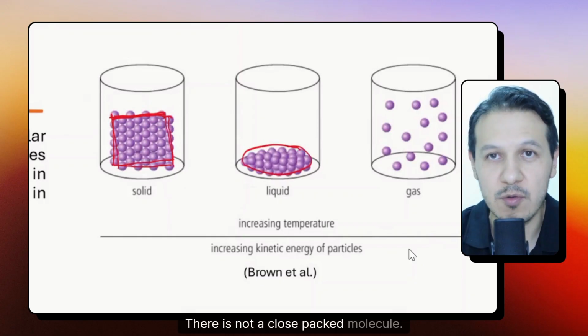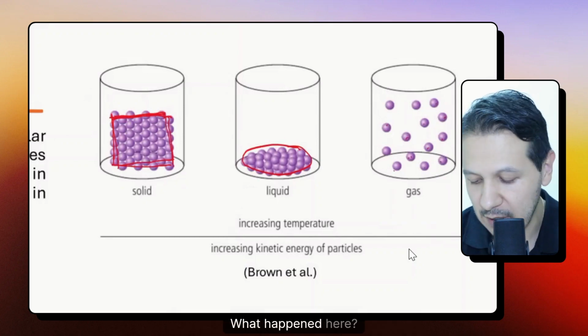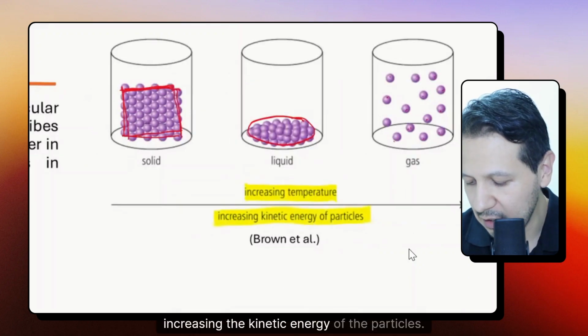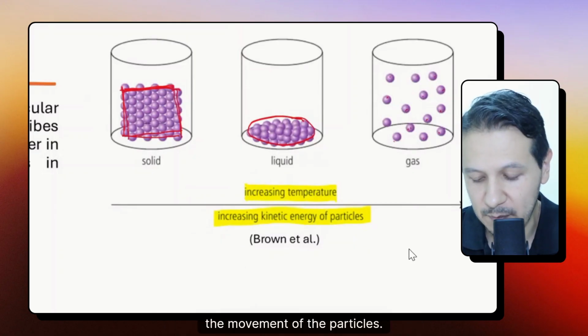So in this graph, you will see the solids and the liquids look different. There is not a close packed arrangement of molecules. And in gases you will see that the molecules are separated completely. What happened here? Increasing the kinetic energy of the particles. What is the kinetic energy of the particle? The movement of the particles.